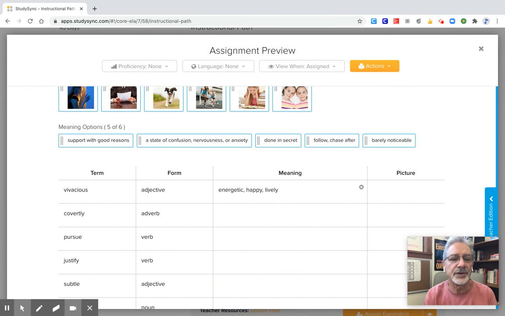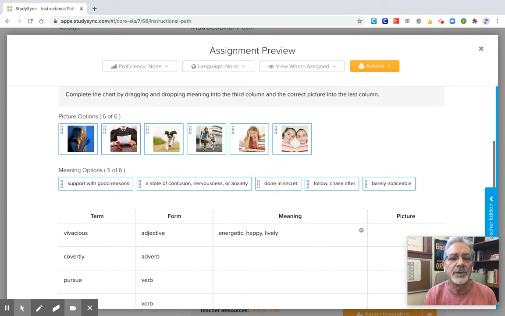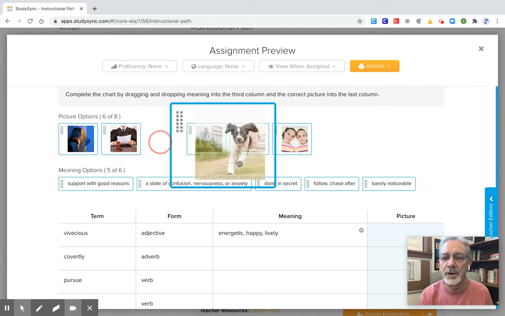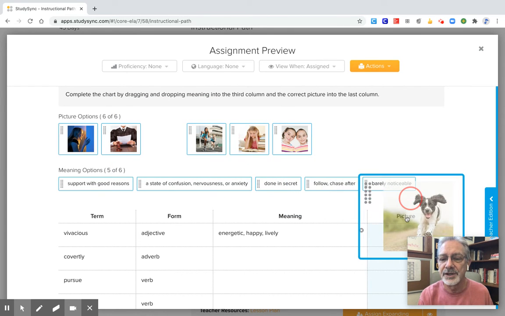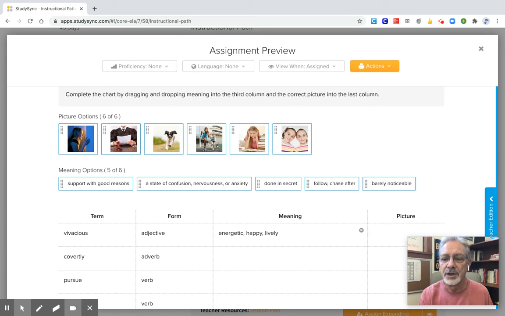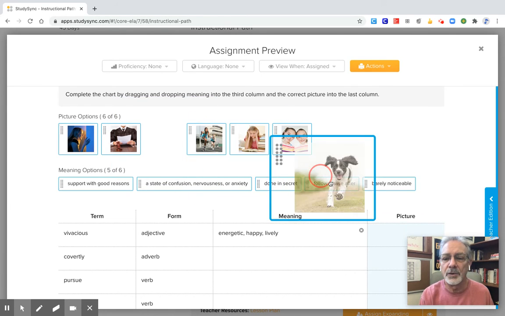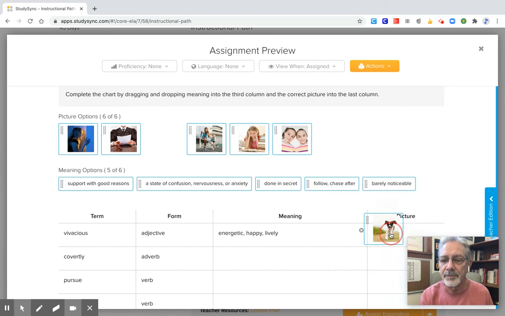So vivacious is an adjective, means energetic, happy, lively. And then we try to find a picture that looks like something that's energetic, happy, lively. And in this particular one, we see that this dog, this puppy running, looks vivacious. And we would drop the picture in there to illustrate that that's what vivacious means.